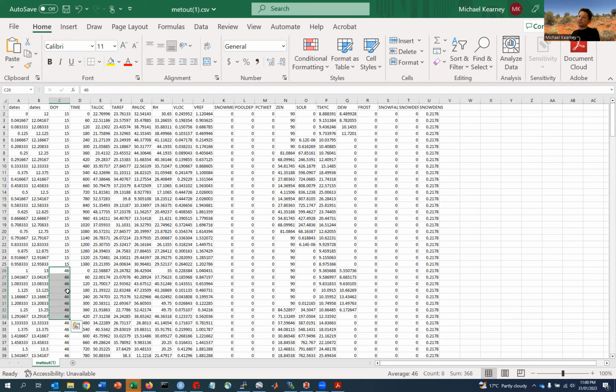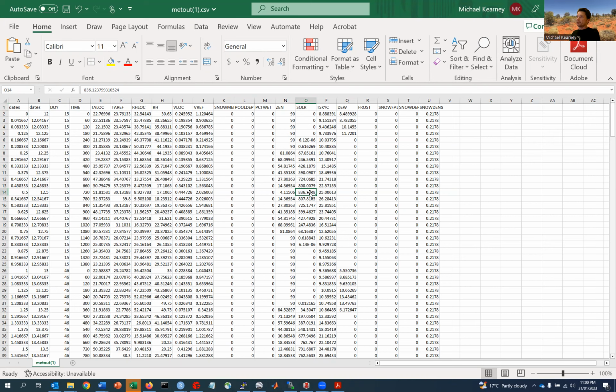This is day 46, which is the middle day in February. The time in minutes, the air temperature at 1 centimeter with our local height, and at 1.2 meters. The relative humidity at 1 centimeter versus 1.2 meters, wind speed, those two heights, how much snow melt, what depth of water is pooling on the surface, how wet is the surface, what's the angle of the sun in degrees, 90 is below the horizon, what's the solar radiation in watts per meter squared on the flat ground.